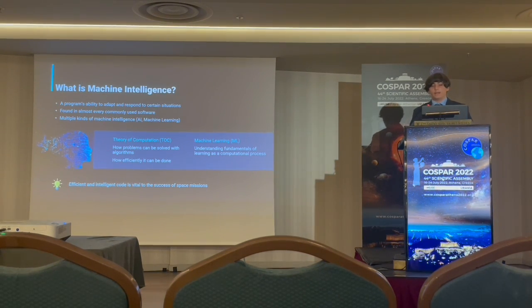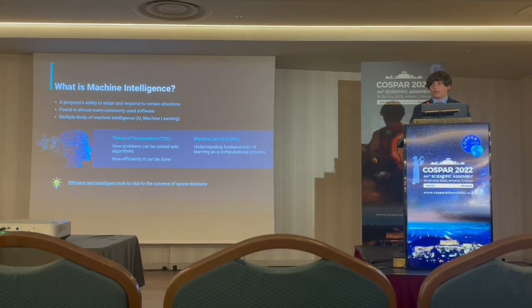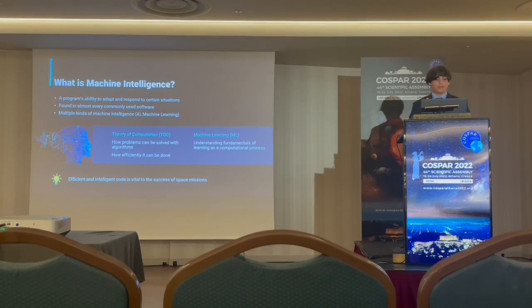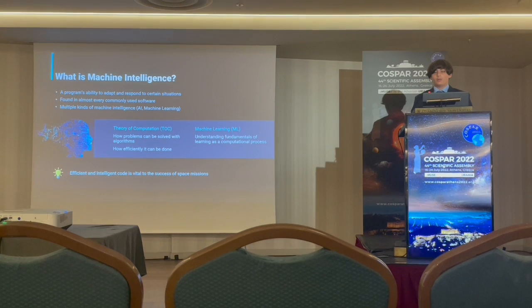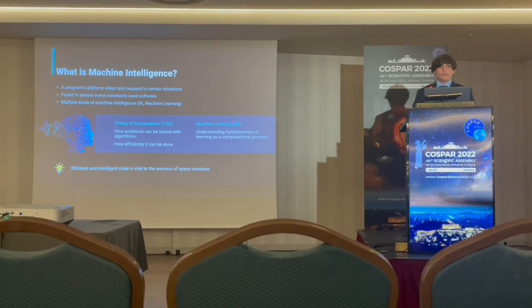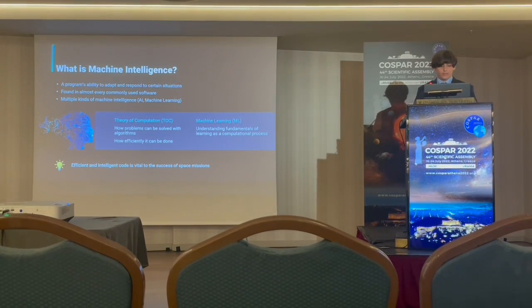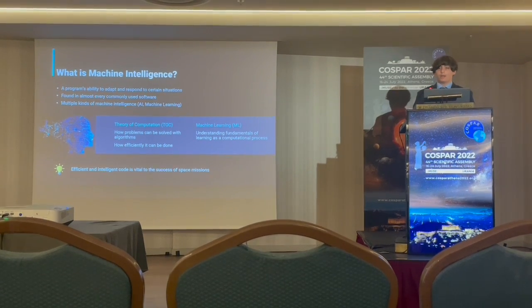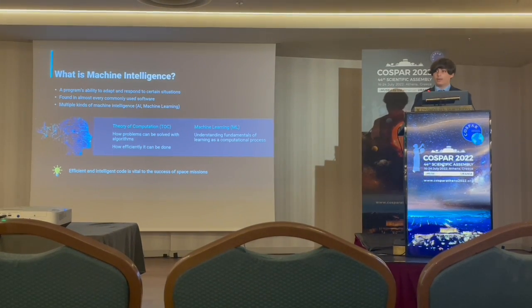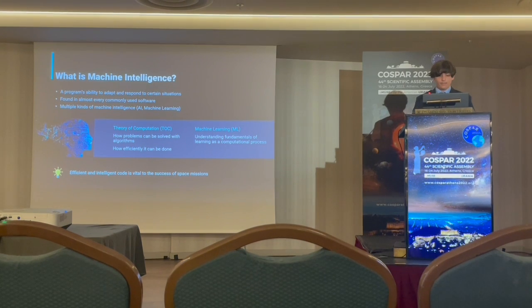So first, what exactly is machine intelligence? Machine intelligence is a program's ability to adapt and respond to certain situations. It's found in almost every commonly used software today, from self-driving cars to Siri on your phone. And there are actually multiple kinds of machine intelligence, the most well-known being AI and machine learning.